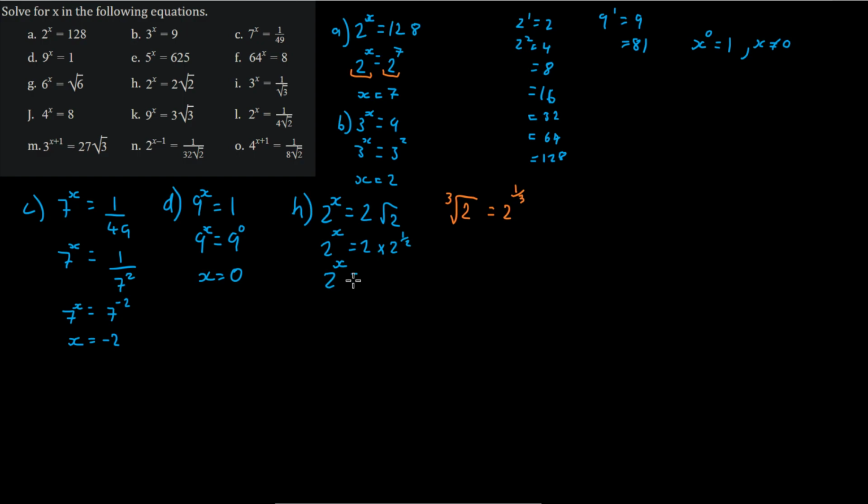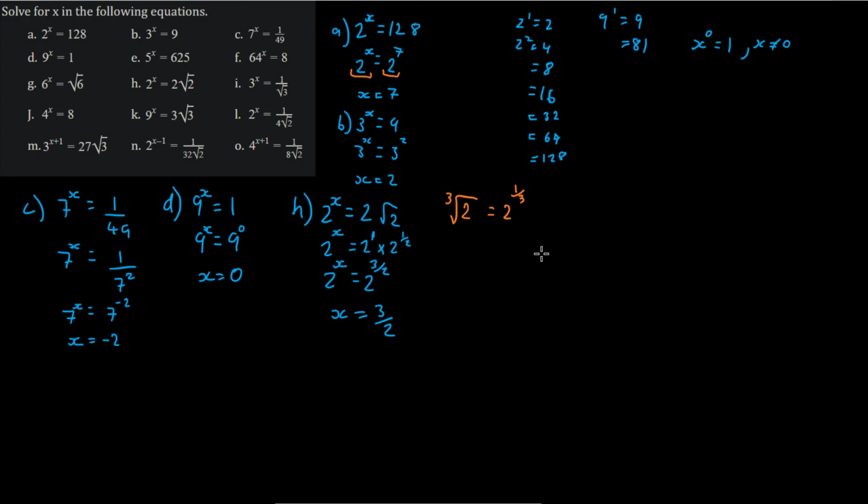Our bases over on the right-hand side are equal, and they're multiplied, so we can add the powers. We've got a 1 here. So 1 plus a half, that's 1 1/2, or 3 on 2. Our powers are equal because our bases are equal. So we can say x equals 3 on 2. And that's kind of it.